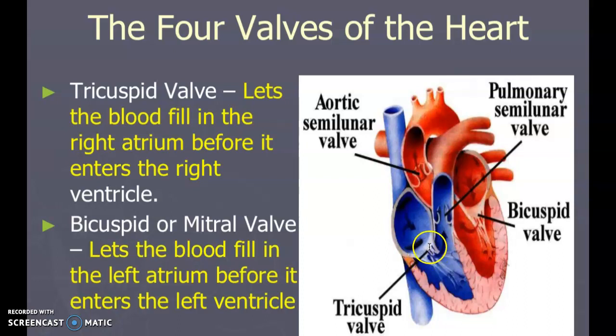So the valve that is over here on the right side of the heart is called the tricuspid valve, meaning it has three cusps or tips. The one that is on this side of the heart, which is the left side of the heart, is called the bicuspid valve. And those valves, again, will ensure that blood is traveling in the same direction at all times.